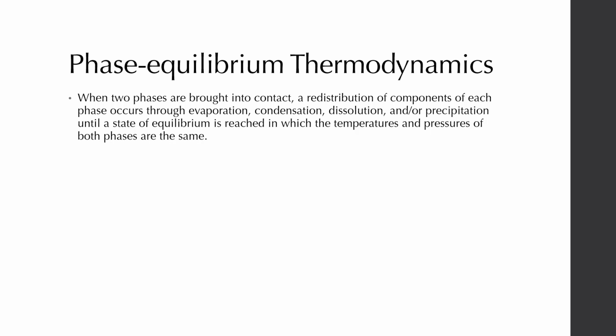The volatility of species is the degree to which the species tends to be transferred from liquid phase to the vapor phase. And sometimes the estimation of vapor pressure can be carried out by an empirical correlation, which we will be talking about later.